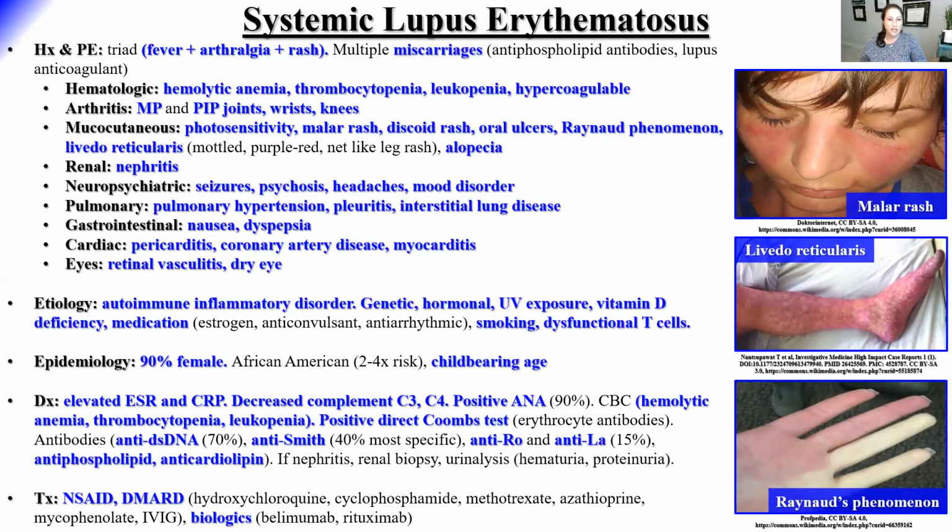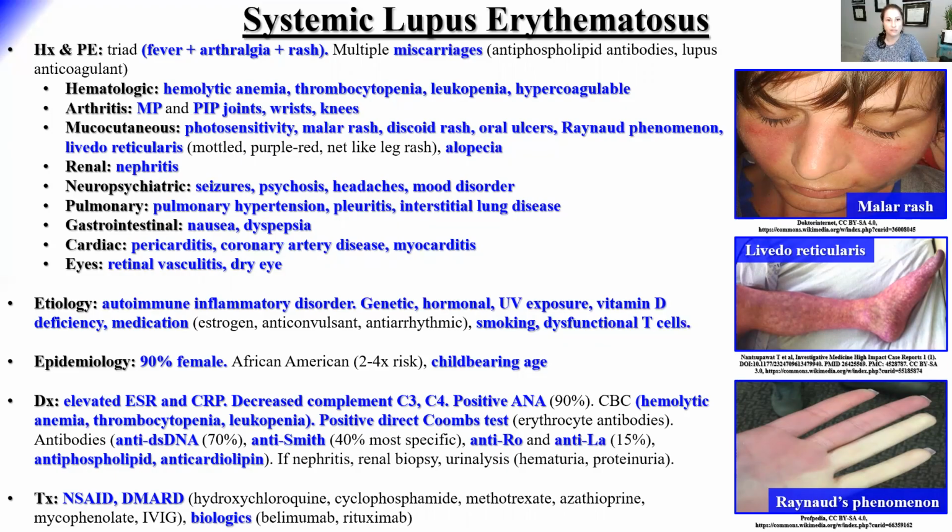For the physical exam and the history of this, there's a triad: fever, arthralgia, and rashes in these patients. So we know if it's a triad, we know it's going to be tested. These patients may also have a history of multiple miscarriages because they have a hypercoagulable state due to antiphospholipid antibodies and the lupus anticoagulant. So let's look at all the areas that are affected by lupus.